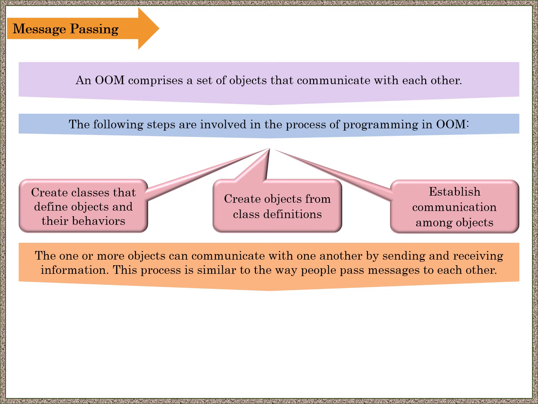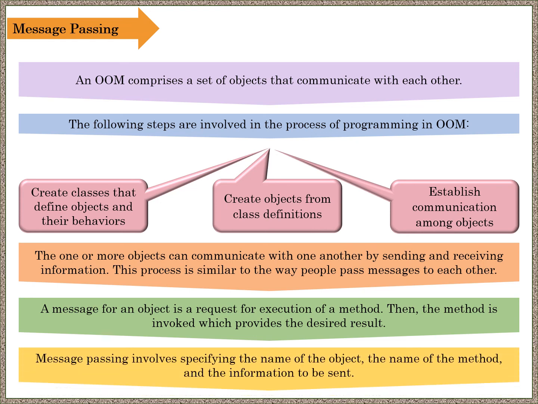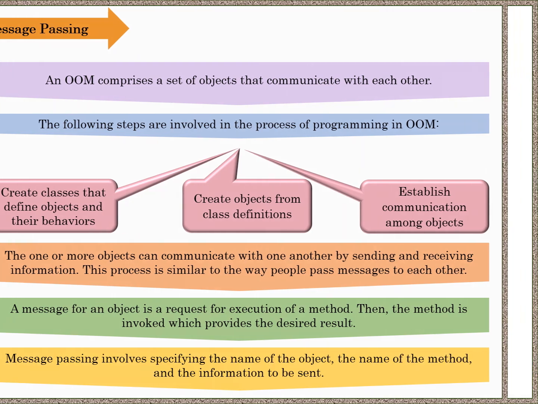This process is similar to the way people pass messages to each other. A message for an object is a request for execution of a method. Then the method is invoked, which provides the desired result. Message passing involves specifying the name of the object, the name of the method, and the information to be sent.